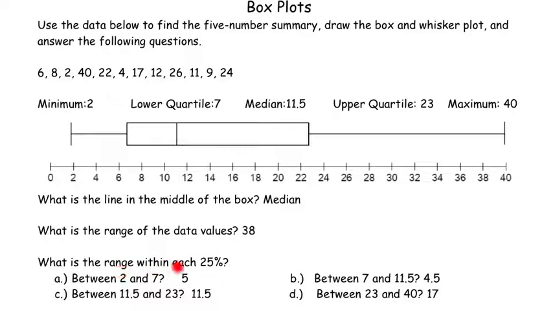The range within each section is 25%. So what is the range between 2 and 7? Between 2 and 7, the range is 5. Between 7 and 11.5 is 4.5. Between 11.5 and 23 is 11.5. Between 23 and 40, your range is 17.